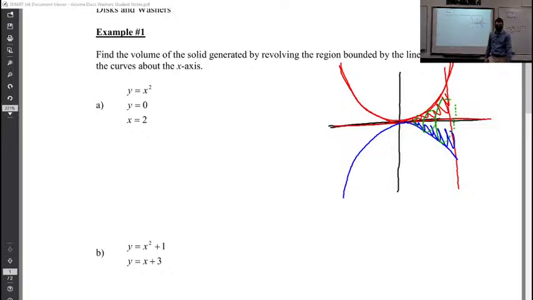And basically what we're going to do is accumulate each of these different discs from 0 to 2. We're going to accumulate the areas of these discs and add all of them together, and that will give us our volume. Well, if we're accumulating and adding up over a region, that sounds like an integral. These discs that are being spun around are all circles, and we know how to find the area of a circle. Area of a circle is pi r squared.